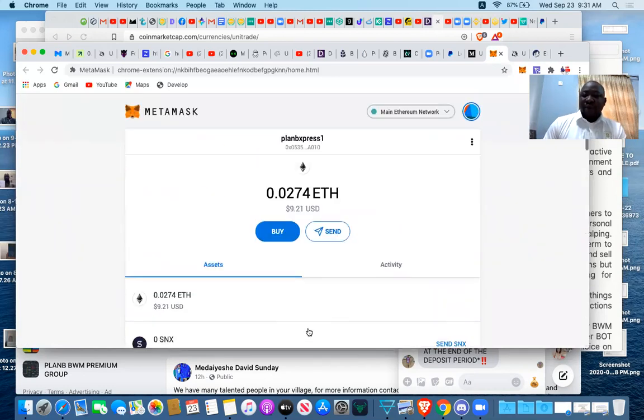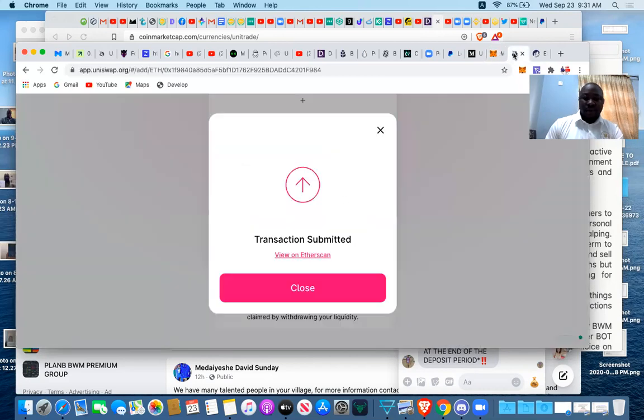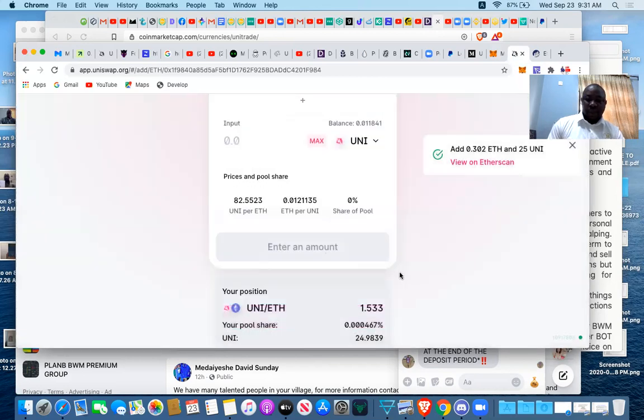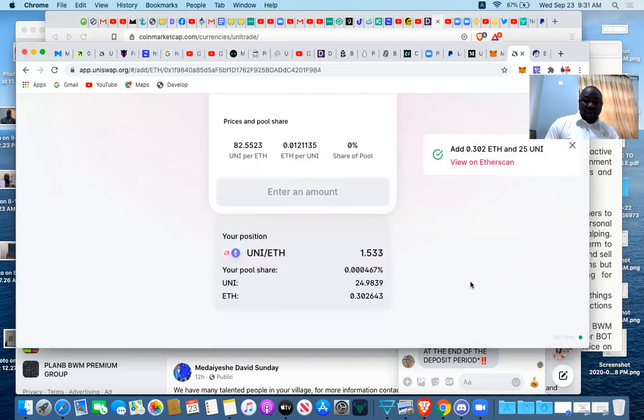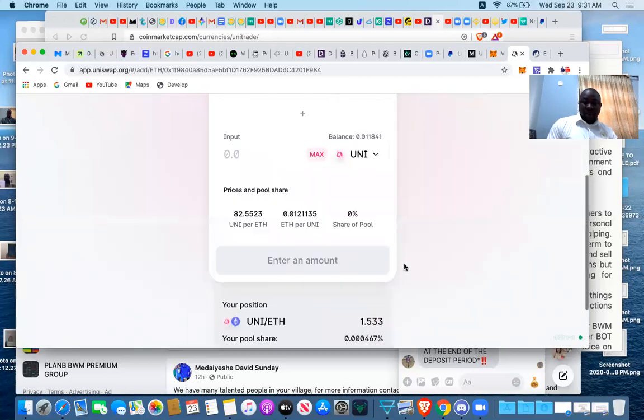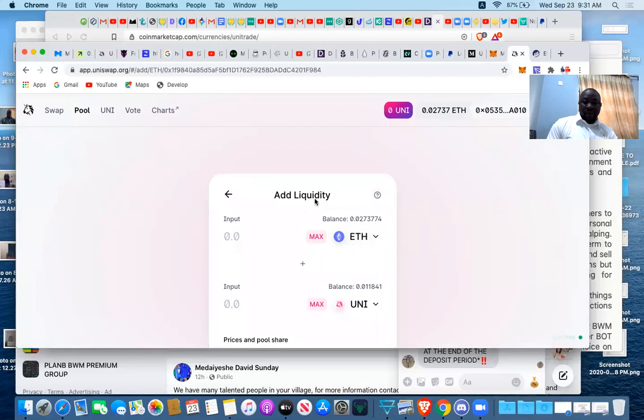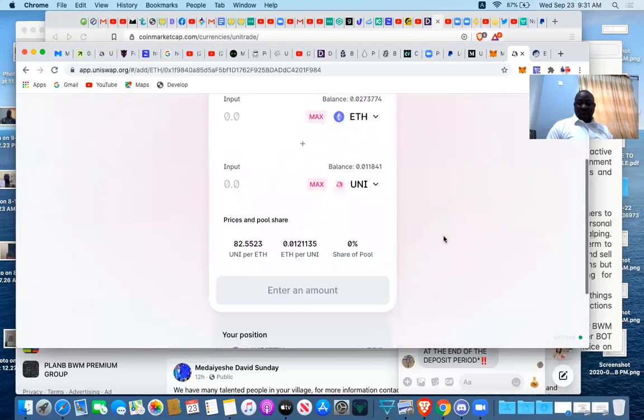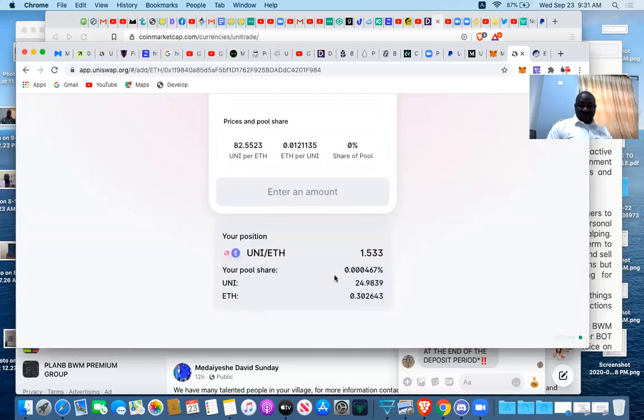Now, how do I know it's done? Go to Uniswap. Yeah, it's done. So go to Uniswap. So close this. So how will I know? Well, look at your portfolio, look at your position. Okay. That's your position. Now, you can always check. When you click on pool, when the earnings start, you're going to see it on your position.